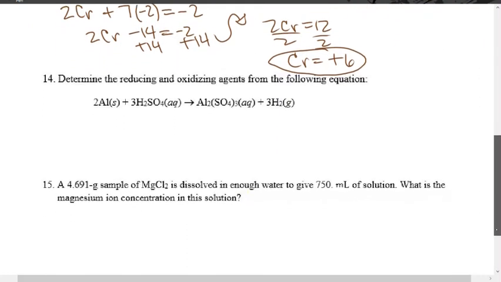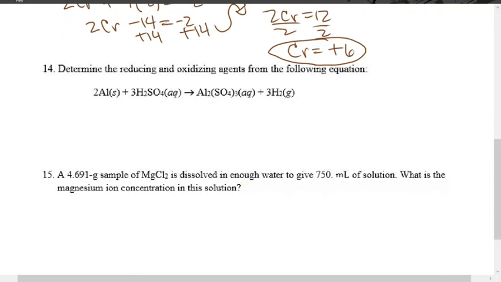So these are the ones that tend to throw people off, because whatever is being oxidized is your reducing agent, and whatever is being reduced is your oxidizing agent. So it's the opposite of what's happening to it. So let's go through really quick and assign oxidation states to all of these atoms. I know I did this on this paper right here.